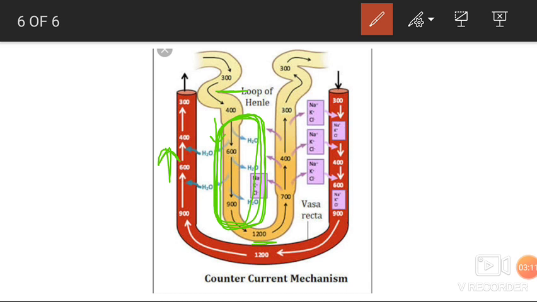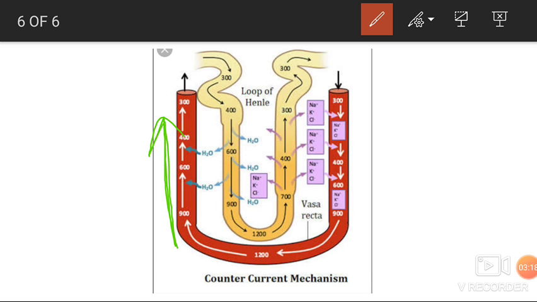This is just opposite in case of vasa recta. In vasa recta what happens is, this ascending limb of vasa recta causes water reabsorption. This water reabsorption leads to deficiency of water in the interstitium, which leads to this water coming out. Okay, so the descending limb is permeable to water, and the water moves out of loop of Henle, the descending limb, but there is reabsorption of water into the vasa recta.